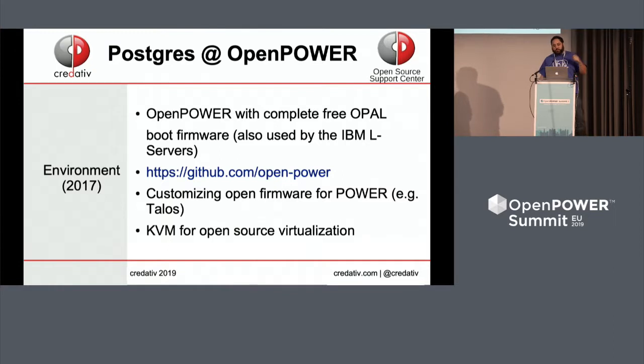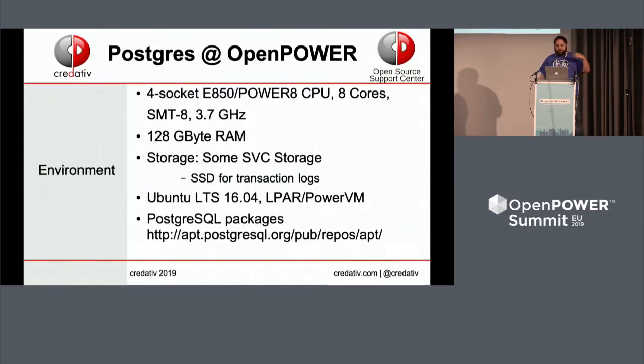A note on this for OpenPOWER: use the Opal boot firmware. We did do some tweaking, and this stuff is publicly available as well. And so we did that to look at it. Comparative box, so 4-socket, 8 cores on 20 gigabytes of RAM.